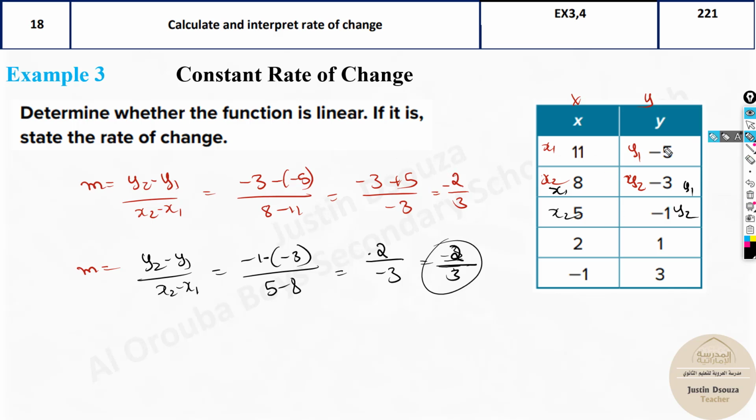But what is the other method? I'll just clear this off over here. Now what you do is see the difference. What is the difference of x from term to term? 11 to 8, that is decreasing by how much? Decreasing by 3 units. Now from term to term, it should also be minus 3 units.